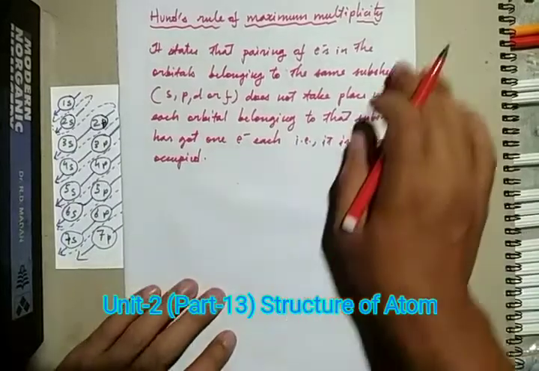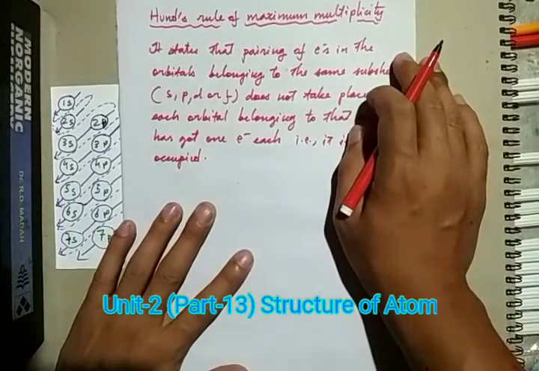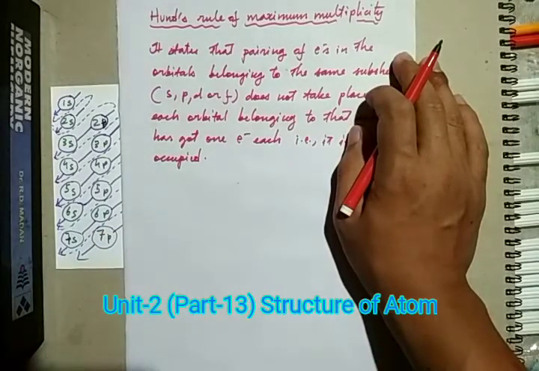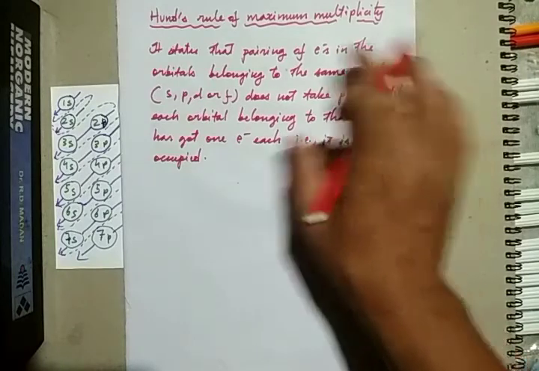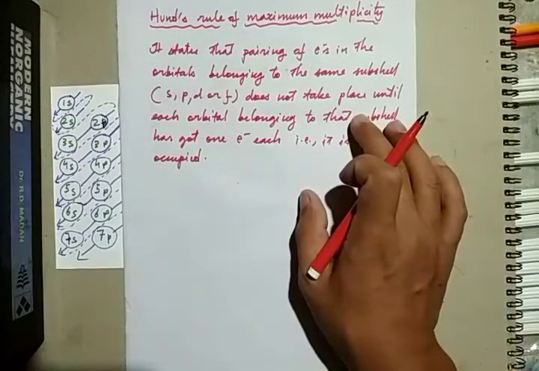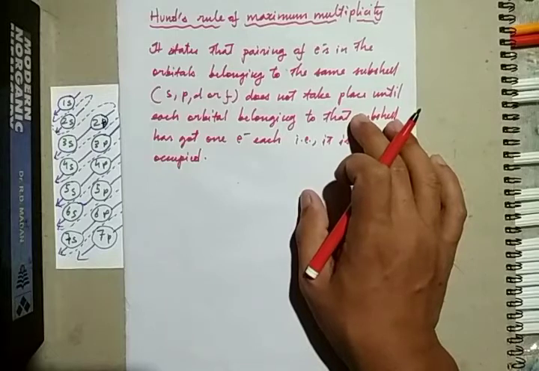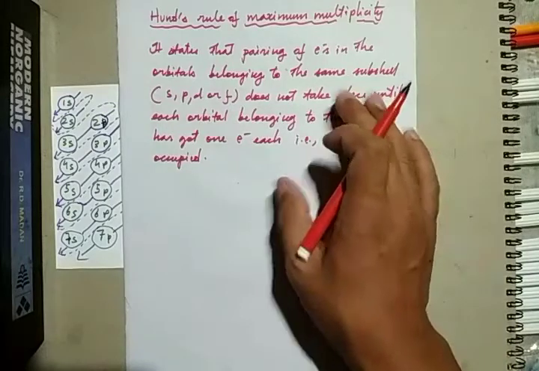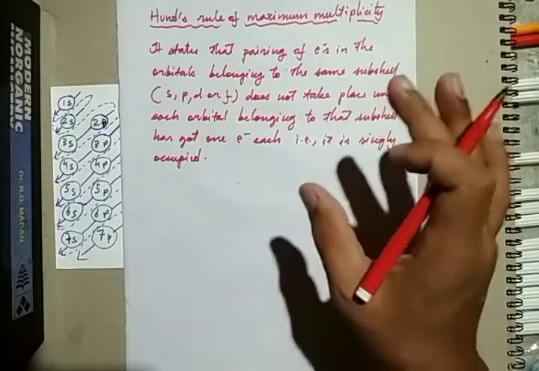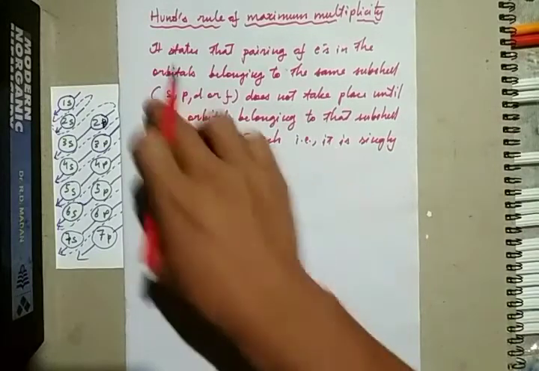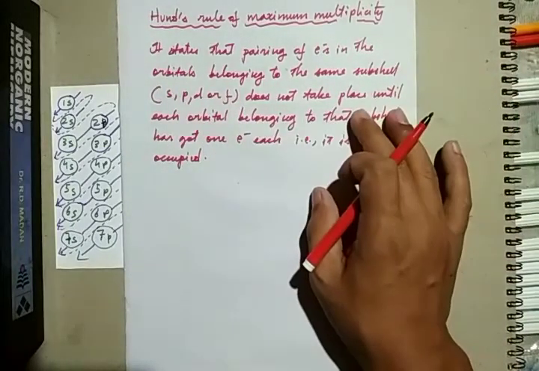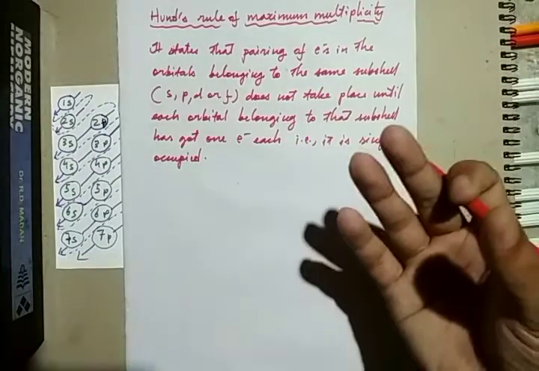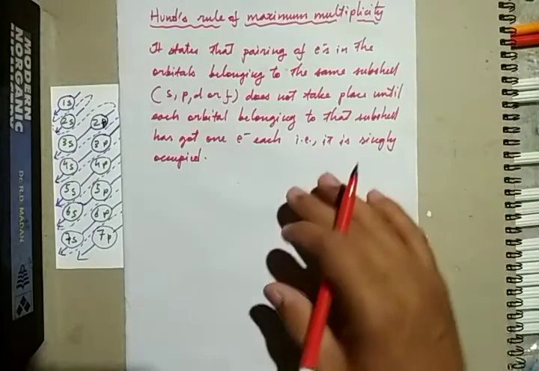So in our previous class we have discussed the Aufbau principle and Pauli exclusion principle, as well as the energy of the orbitals. Now we come to the next one, Hund's rule of maximum multiplicity. This rule talks about the filling of electrons in the orbitals belonging to the same subshell as p, d or f. The energy in that subshell will be degenerate, okay, that means of similar energy.